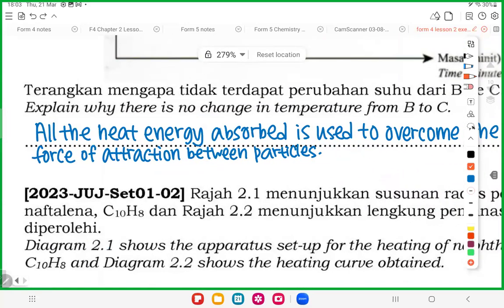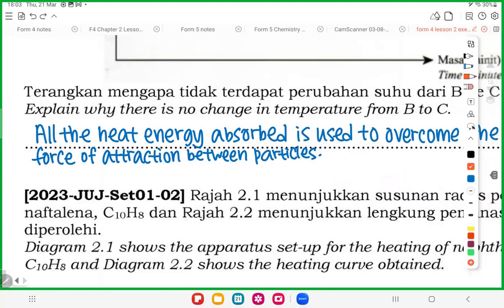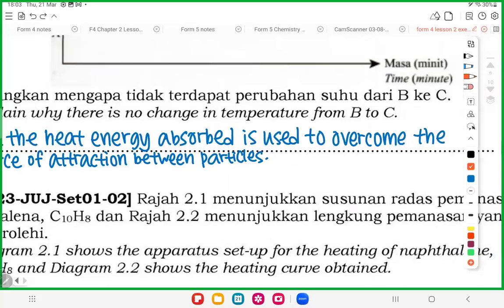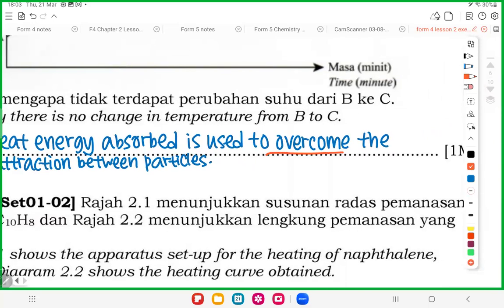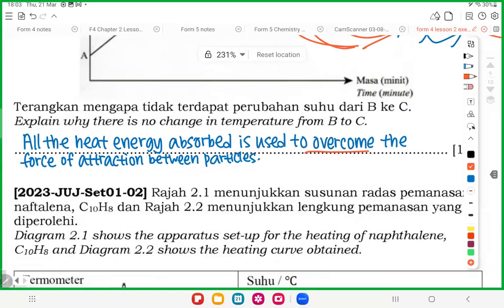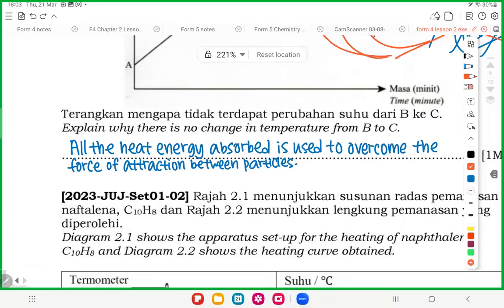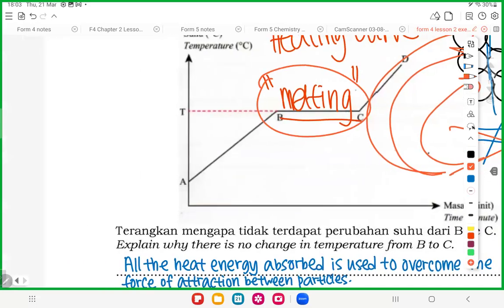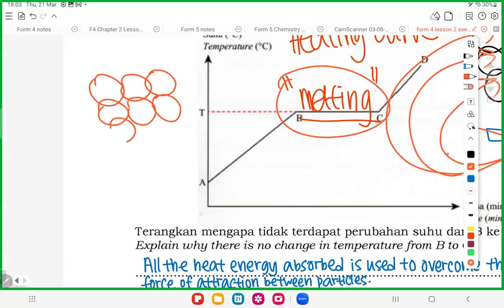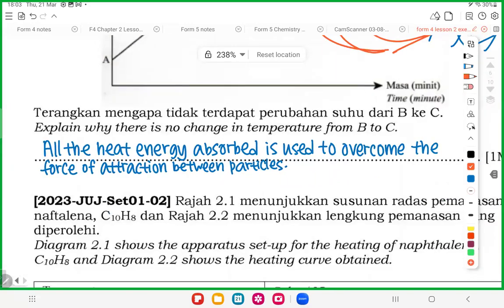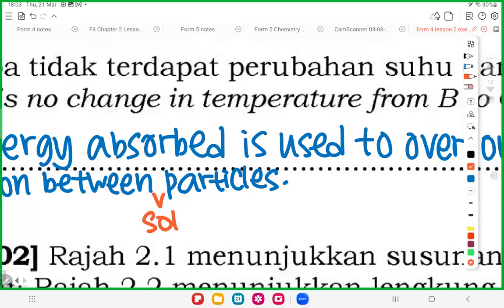Mr. Martin, if I don't want to write the words heat energy absorbed, I only want to write all the heat absorbed, can or cannot? No problem. All the heat absorbed is used to overcome force of attraction. This force of attraction is between what? Guys, I am doing melting. So in melting, who is sticking together? Solid, right? So it's better to write all the heat energy used to overcome the force of attraction between solid particles. That would be the best answer.